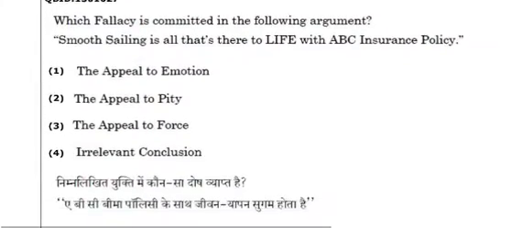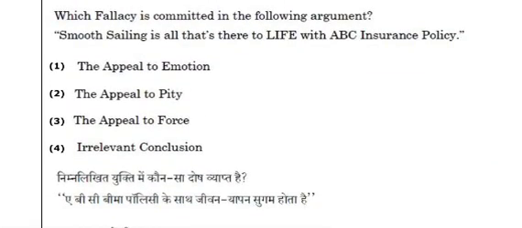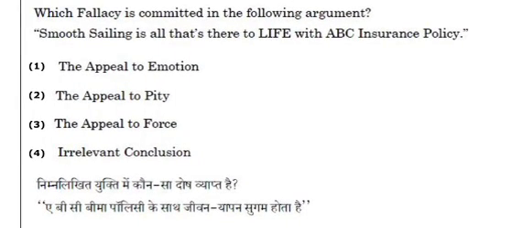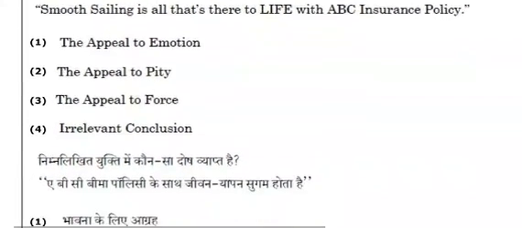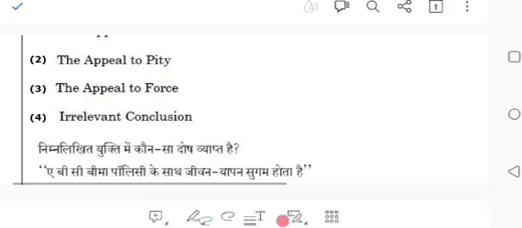Next, 27. Which fallacy is committed in the following argument? Smooth sailing is all that there is to LIFE, with ABC insurance policy. The options are the appeal to emotion, the appeal to pity, the appeal to force, irrelevant conclusion. For 27, the appeal to emotion will be correct.